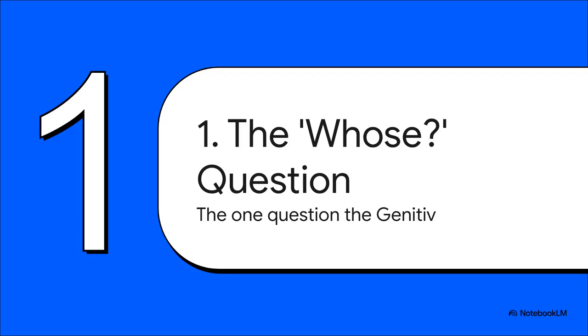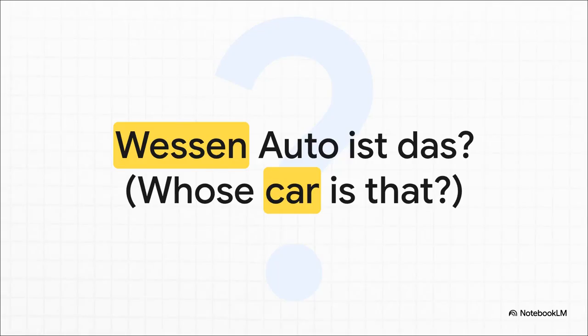So first things first, what is the genitive's main job? Its primary mission? It's really all about answering the question of ownership, or, to put it more simply, whose? The key question word you need to know is Wessen. So if you want to ask, whose car is that, you'd say, Wessen Auto ist das? Get that one word, Wessen, stuck in your head because it is the gateway to this entire case.